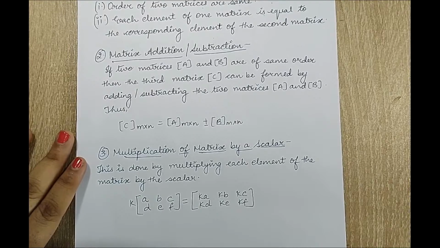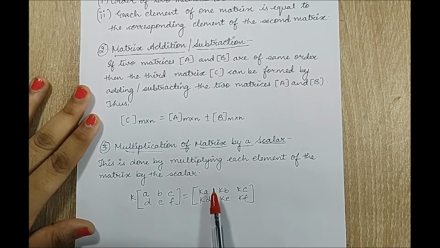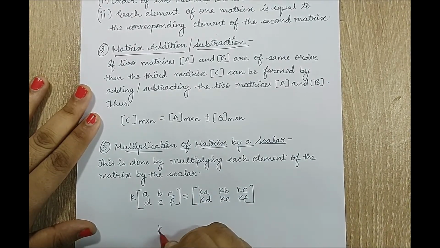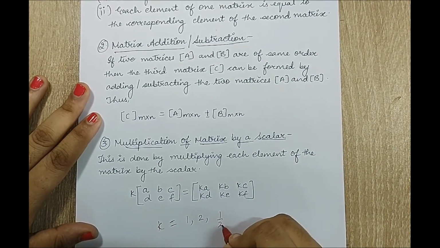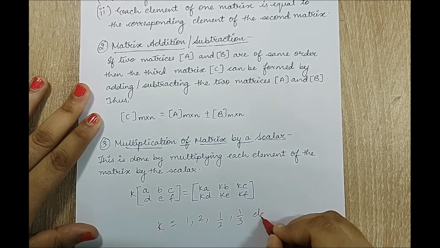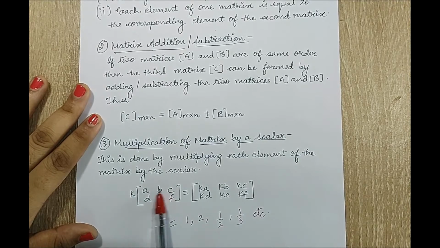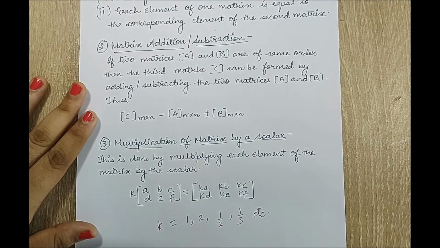We'll just shift to multiplication of a matrix by a scalar. This is done by multiplying each element of the matrix by the scalar. You can observe k is a scalar value. This value of k can be anything. It can be 1, it can be 2, it can be 1 by 2, it can be 1 by 3, it can be any other number. So what you do is, if this is a common number which is outside, you just have to multiply with each element and write the final answer. So this is how multiplication of a matrix by a scalar is done.